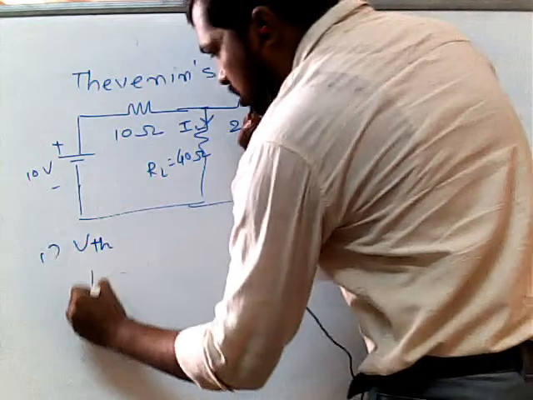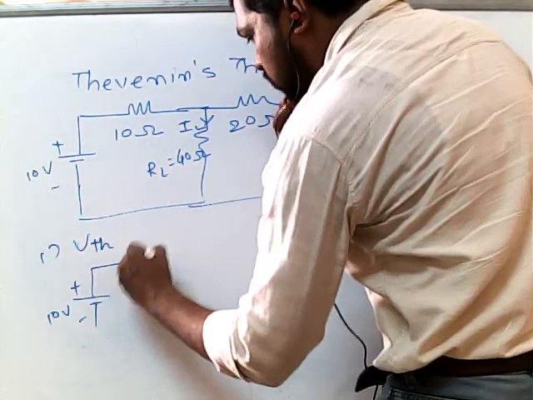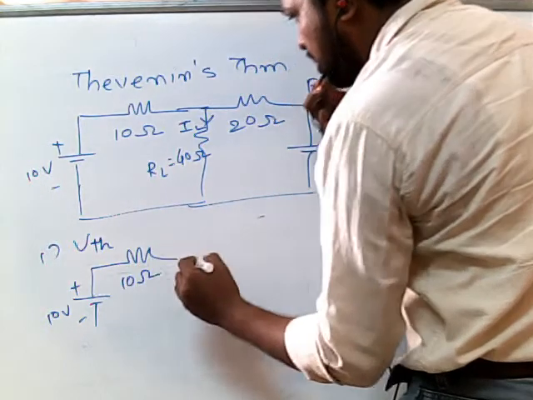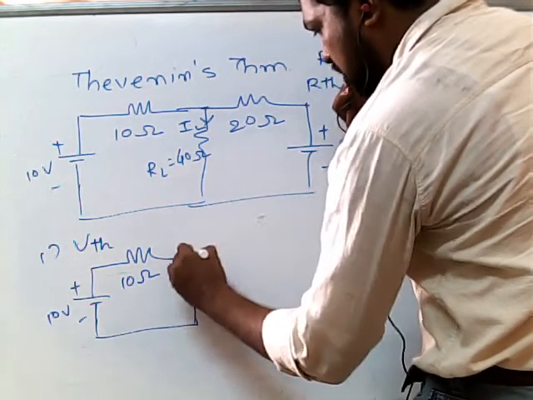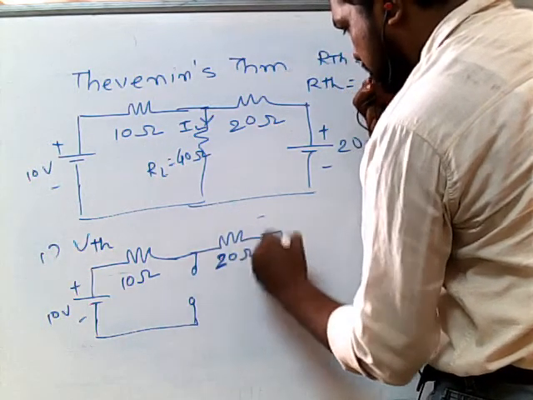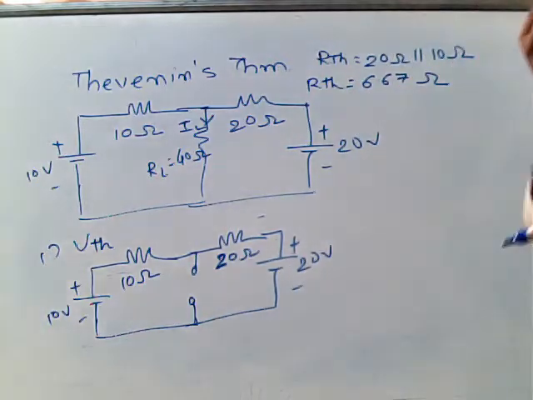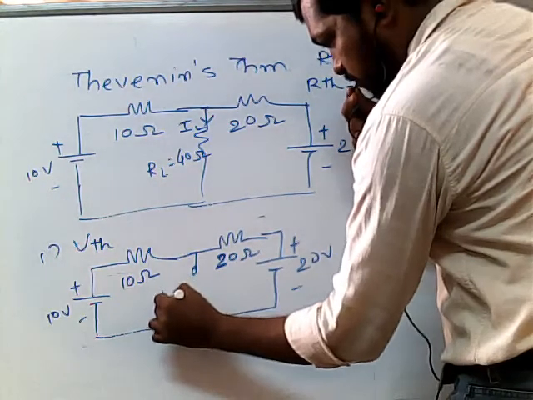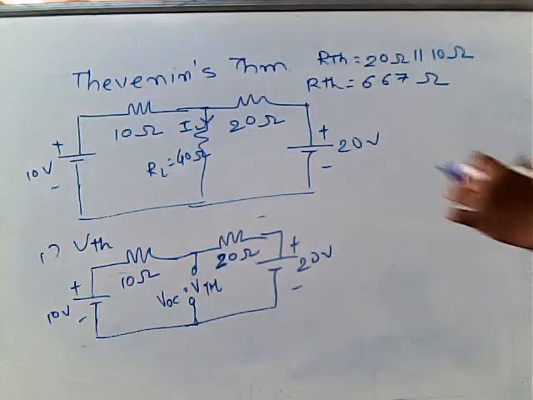Okay, so the circuit will become like this. Say this is a 10 volt source, a 10 ohm resistance, and this is the RL that we have replaced. We have to find the voltage across that RL. Let's say this is 20 ohm. Now this is nothing but the open circuit voltage VOC, or VTH, the Thevenin's voltage that we have to find.